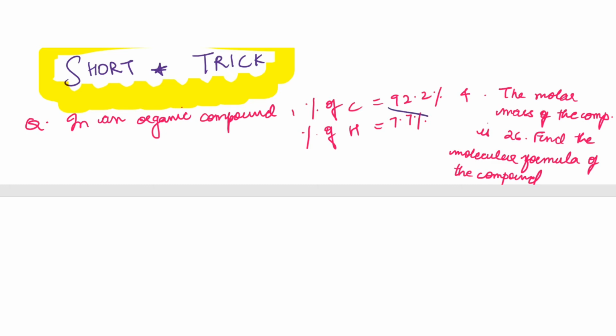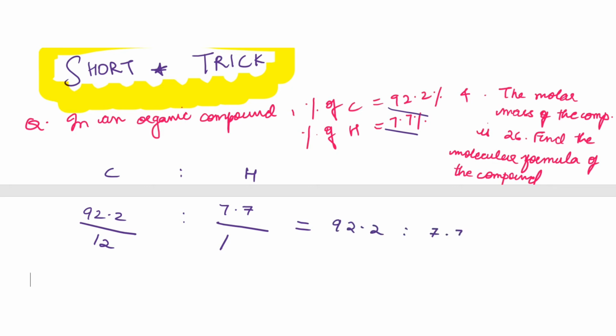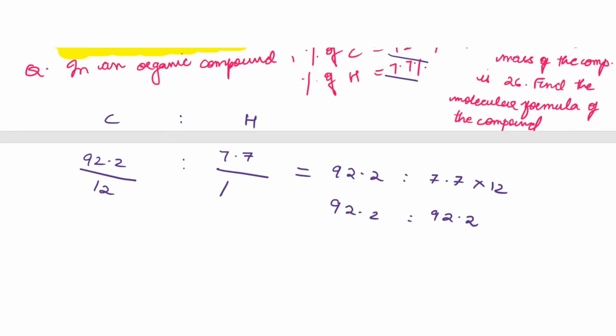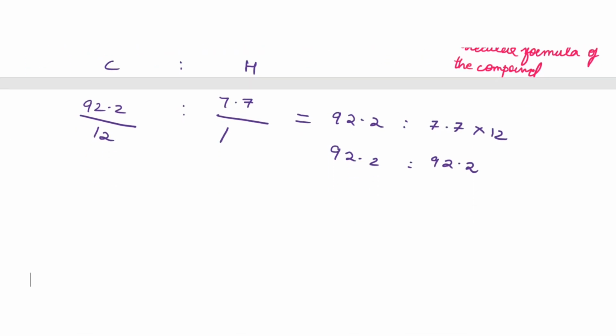So here we just need to find the ratio of carbon to hydrogen. Simple, just find the molar ratio. Okay, just 92.2 by 12 is to 7.7 by 1. So we need to take the 12 to the other side. So 92.2 is to 7.7 into 12. So this gives us 92.2 is to 92.2 again. So what is the ratio? 1 is to 1. So the empirical formula is nothing but CH.